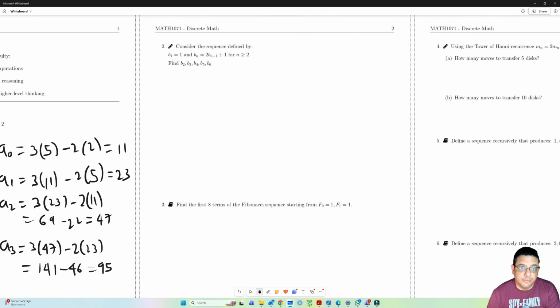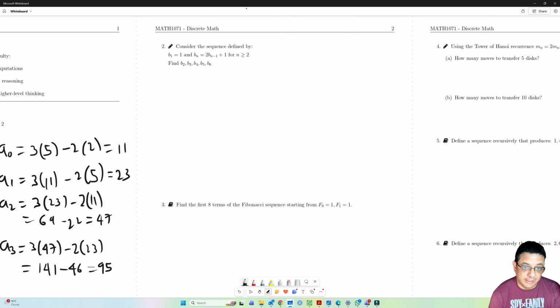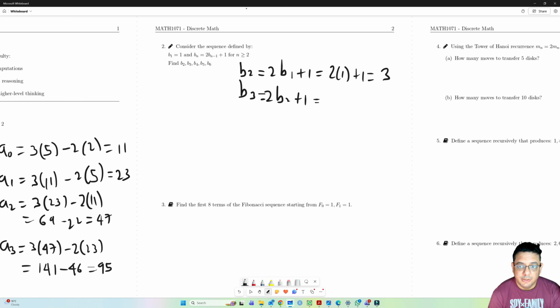So for question number 2, we have: consider the following sequence. We have b1 being 1 and b_n being 2b_(n-1) plus 1 for n bigger than 2. So once again, this is a recursive sequence. And if we want to find b2, then this is going to be 2b1 plus 1. And b1 is 1, so this is 2 times 1 plus 1, which is going to be 3. b3 is going to be twice b2 plus 1. So it's going to be 2 times 3 plus 1. The 6 plus 1 is 7.